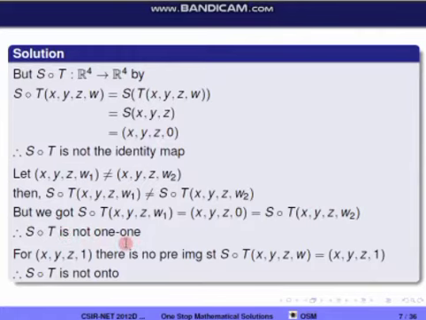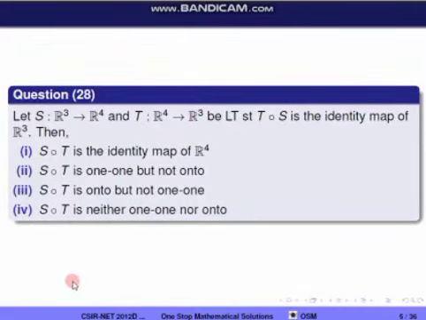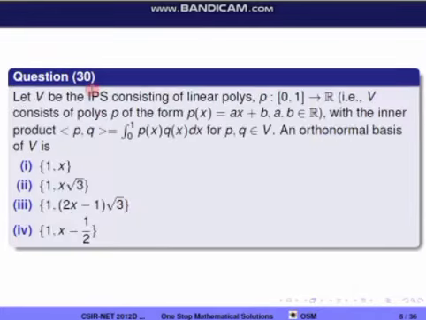Now we'll check whether it is onto or not. For (x, y, z, 1) there is no pre-image such that S composite T of (x, y, z, w) is equal to (x, y, z, 1), because all the images are of the form (x, y, z, 0). Therefore S composite T is also not onto. So now we'll check the correct option. The correct option is that S composite T is neither one-one nor onto. That is the fourth one.